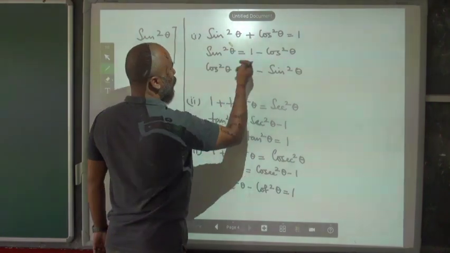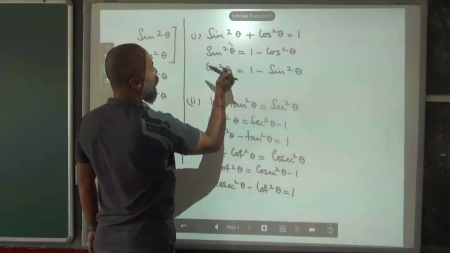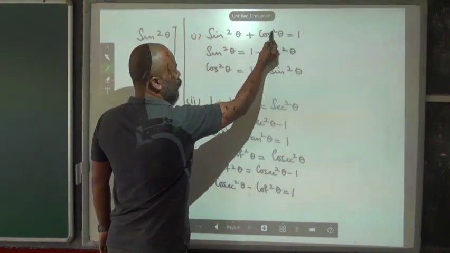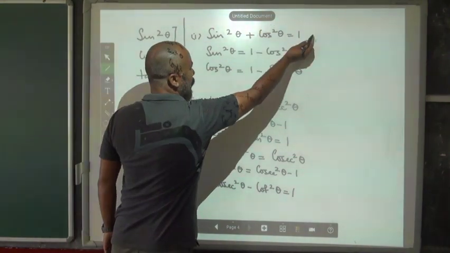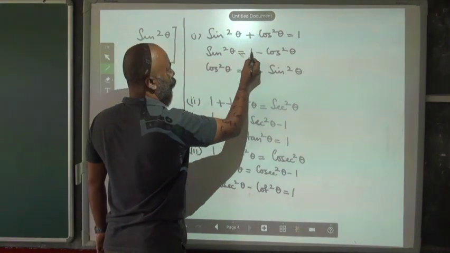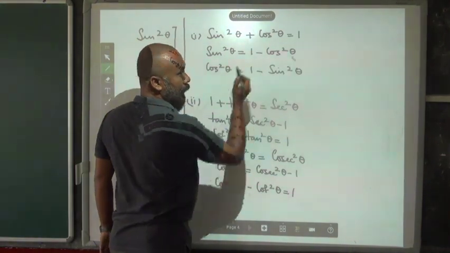So that gives you the first. These are of course brought from this formula only. So sine square theta plus cos square theta gives you a 1. Okay, if you take this cos square to that side, then sine square theta is equal to 1 minus cos square theta.